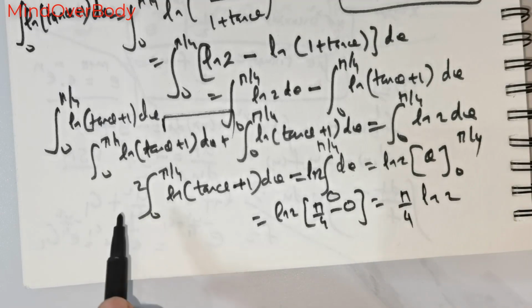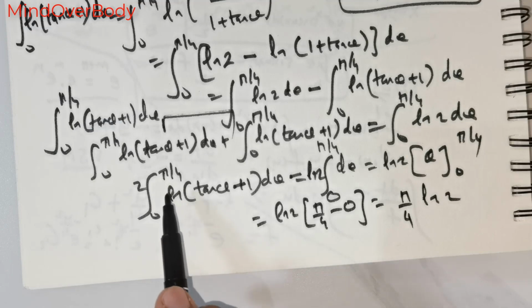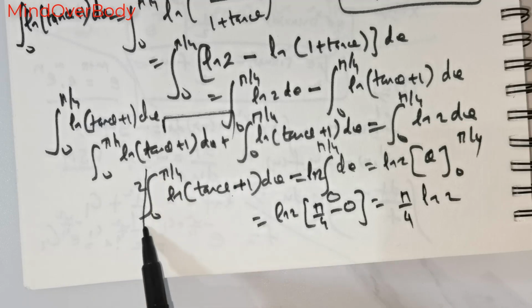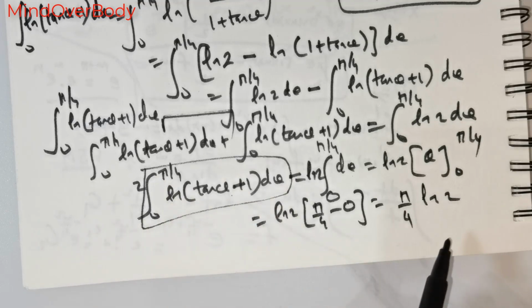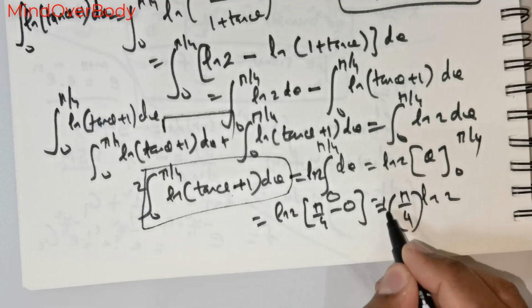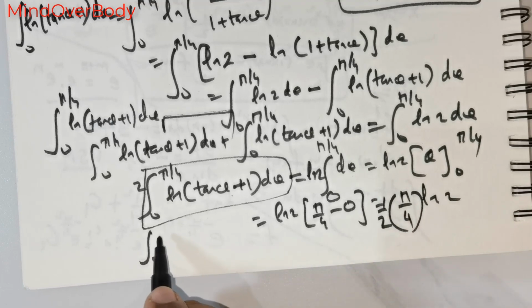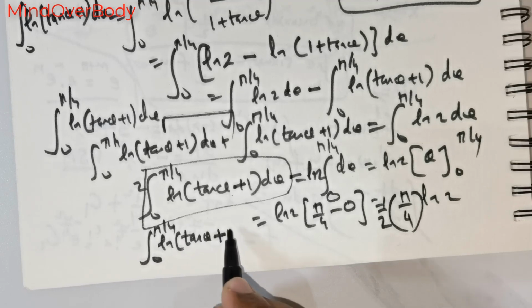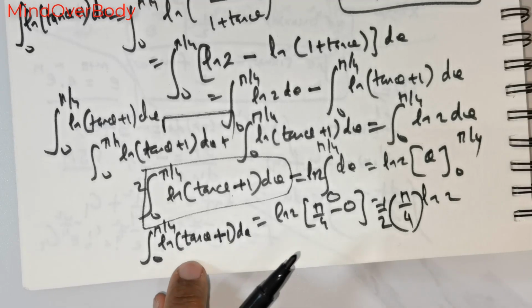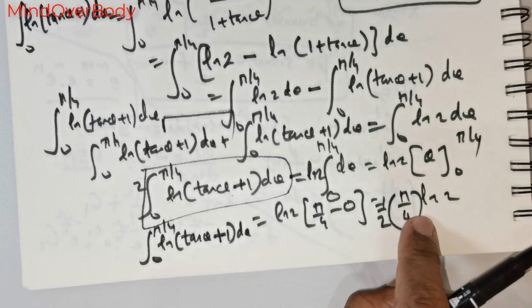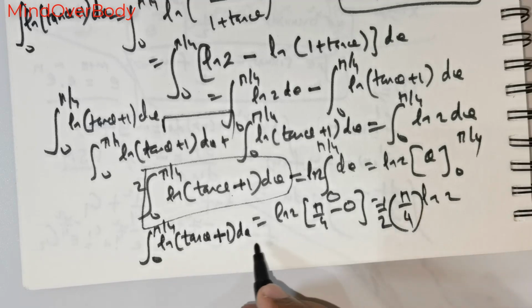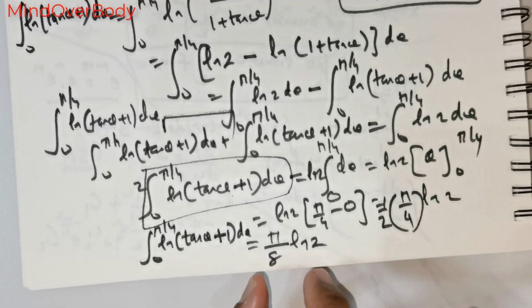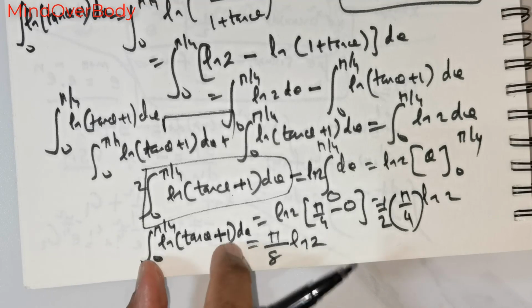Over here I have 2 times the integral from 0 to pi over 4 of ln of (tan theta + 1) d theta. But I need only this integral, I don't need the 2. So push the 2 down to the right side, so I will have 1 over 2 here. And this is going to be the integral from 0 to pi over 4 of ln of (tan theta + 1) d theta. So this is equal to this. 1 over 2 times pi over 4 will give me pi over 8 times ln 2. So this is the solution to this integral.